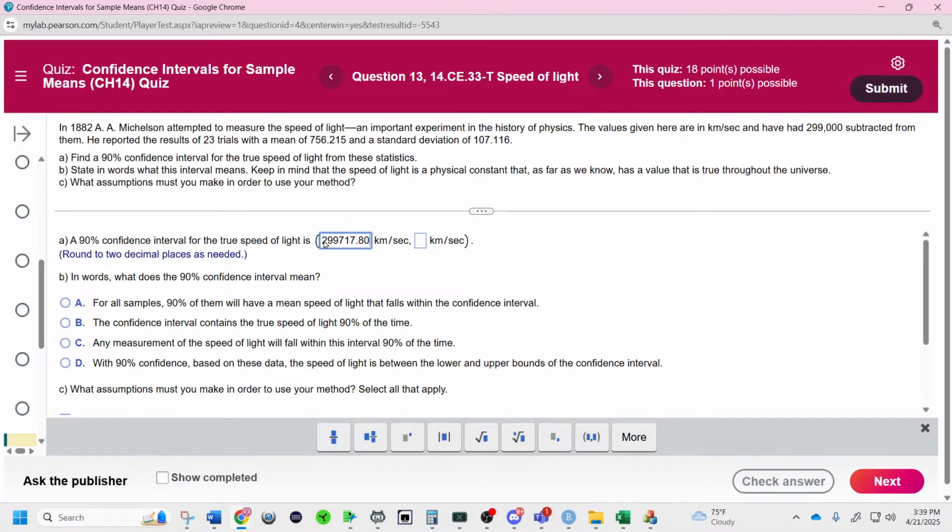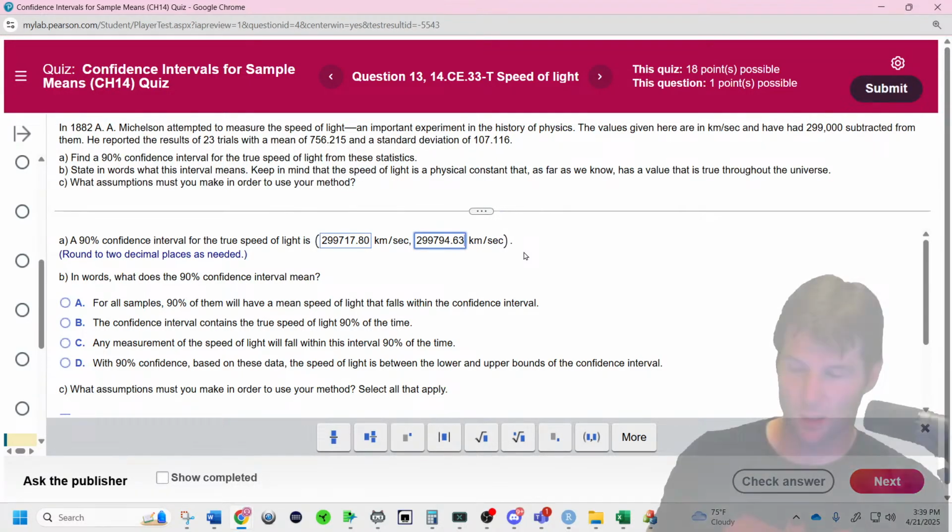Unless I've made an error, it's always possible. That's rounded up. And then 299. And then the lower bound. Oh, that's the lower. Yeah, that's the lower. And the upper bound is 794.63. I think they were like, ooh, people will love that we're calculating the speed of light.